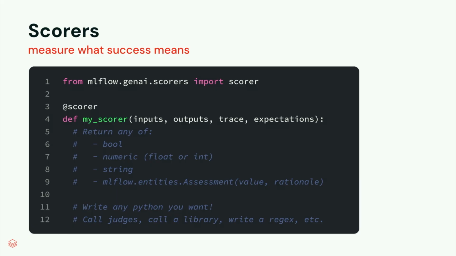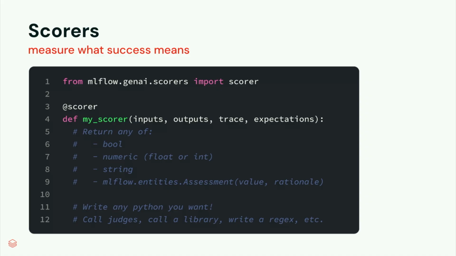Scorers are just functions that measure what success means to you, right? So a scorer has four arguments, and only four arguments. The inputs, we already saw that. The outputs of the agent, the full MLflow trace, including all of the internal decision making that we just talked about, and your expectations dictionary. That is optional. We'll talk about that in a second.